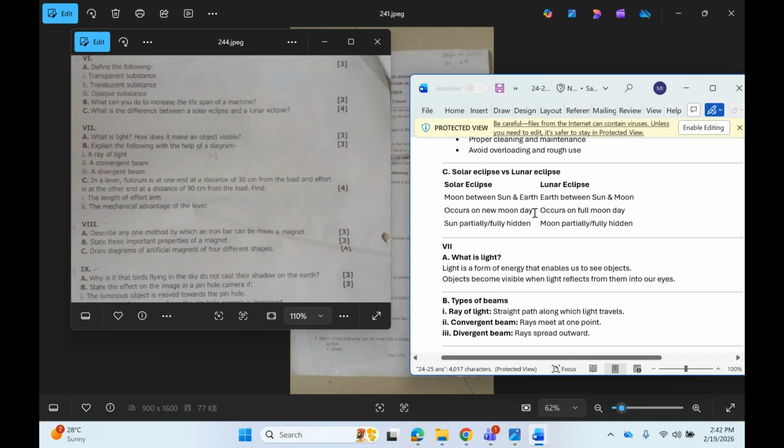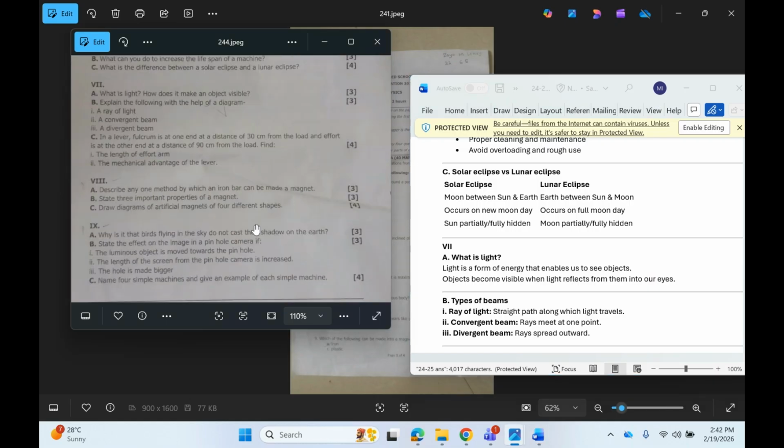What is the difference between solar and lunar eclipse? In a solar eclipse, the moon comes between the sun and the earth. In a lunar eclipse, the earth comes between the sun and the moon. A solar eclipse occurs on new moon day, a lunar eclipse on full moon day. In a solar eclipse the sun is partially hidden, here the moon is partially hidden. So these are the answers for solar and lunar eclipse.